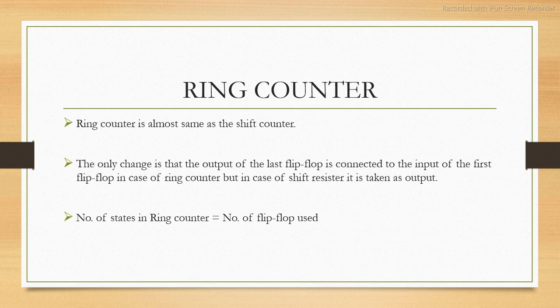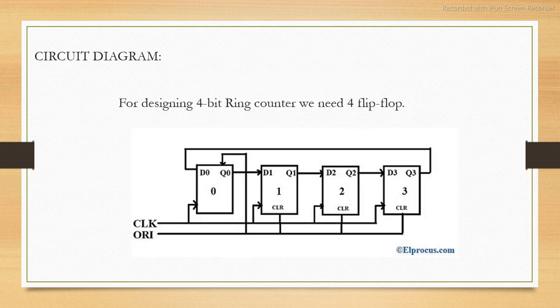We can first see the ring counter. Ring counter is almost the same as the shift register. The only change is that the output of the last flip-flop is connected to the input of the first flip-flop. In a ring counter, it is taken as feedback, but in a shift register, it is taken as output. The number of states in a ring counter is equal to the number of flip-flops used. This is a circuit diagram for the 4-bit ring counter.